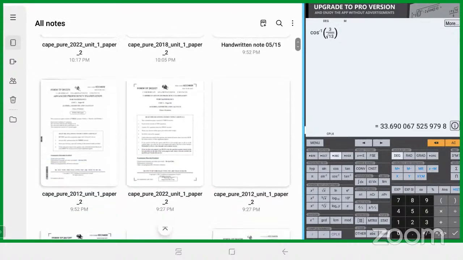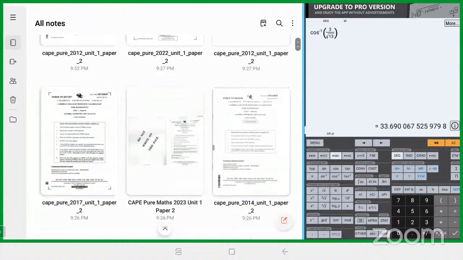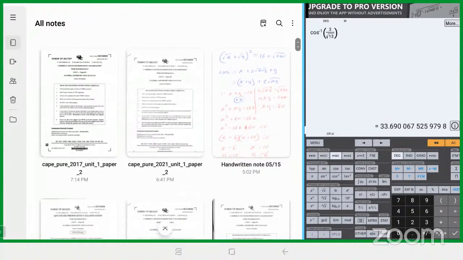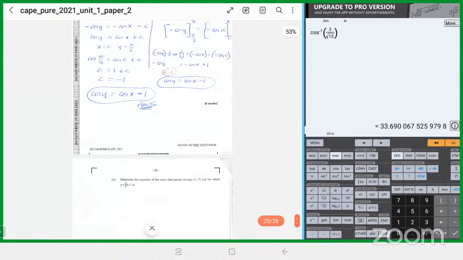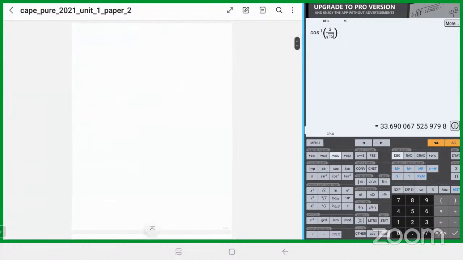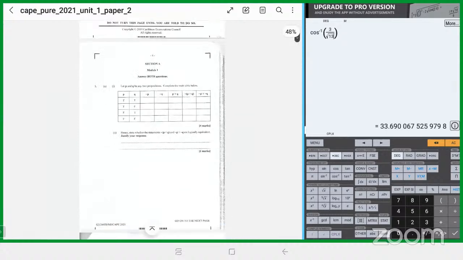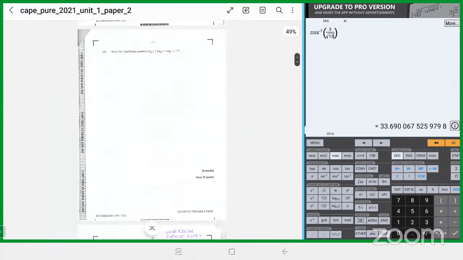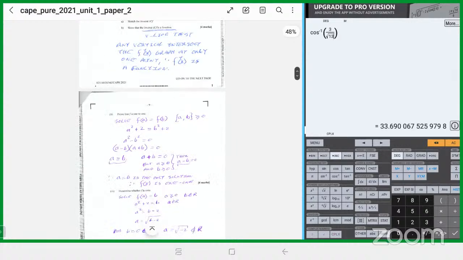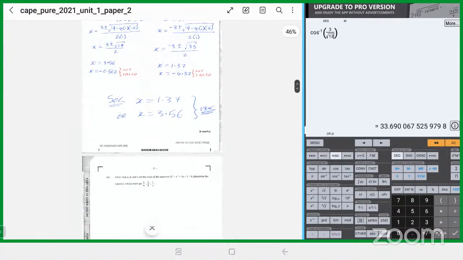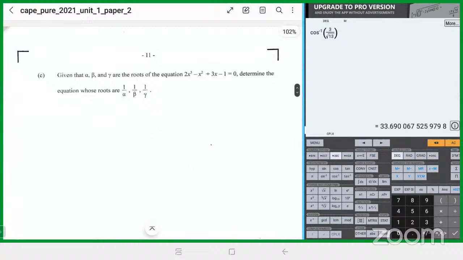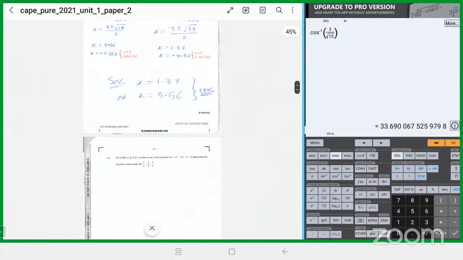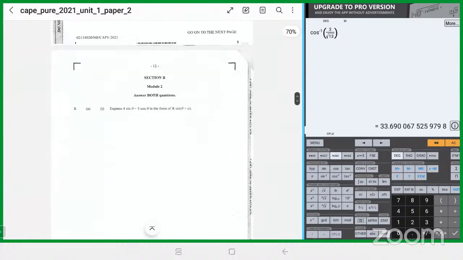GC, where are you? 2021. GC. It's up the top. That's one. 2021 GC. Oh, this we did earlier today. This one? That is GC. Wait, number 3? Oh, 3C, I said. All right.